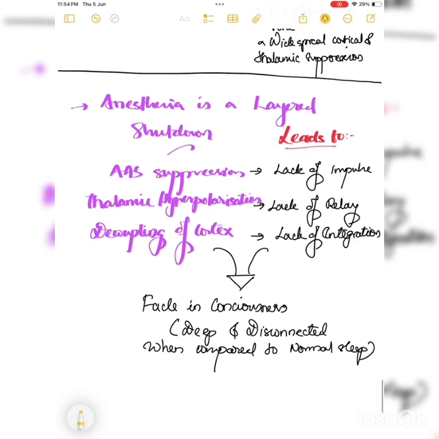Summarizing again, anesthesia can be considered as a layered shutdown. Initially, the ascending arousal system is suppressed. That will lead to lack of impulse reaching the cortex or thalamus. Second, the thalamic hyperpolarization. That will lead to lack of a relay of the impulses to the cortex. And finally, decoupling of cortex. That will lead to lack of integration. So, all these will lead to a combined effect of fade in consciousness, which is a deep and disconnected state when compared to normal sleep.